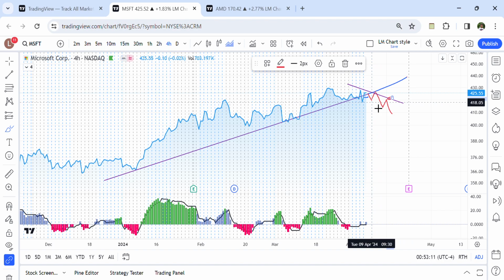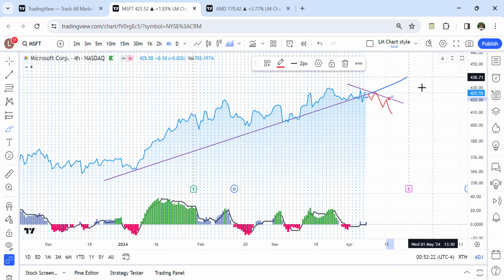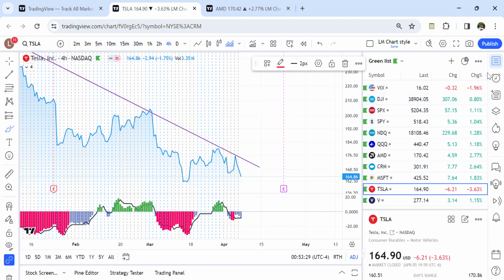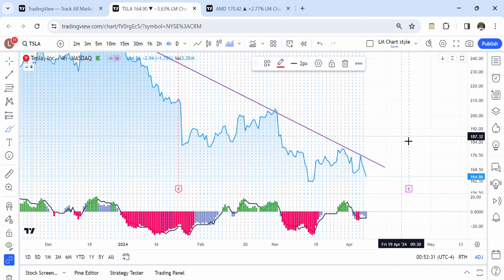So it is trading below 414 and you are able to take puts, or if you are above 433 and you are able to see a higher high on Microsoft. Okay, so this was about Microsoft. And one more stock which is very much in discussion is Tesla.